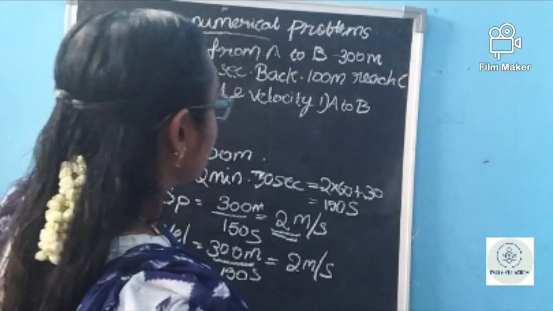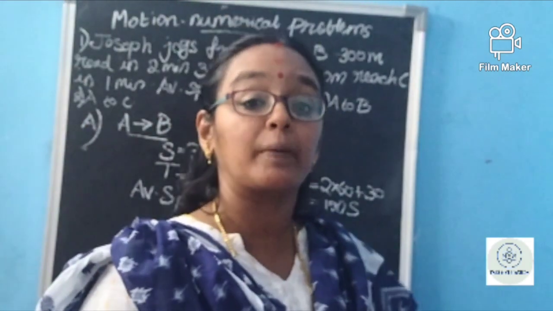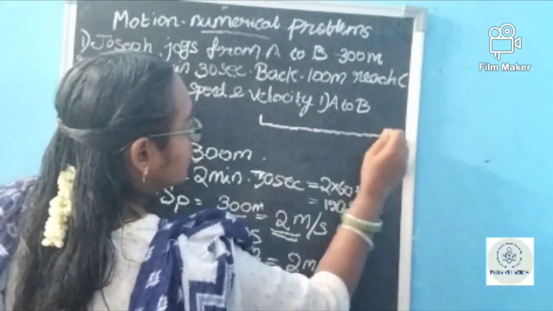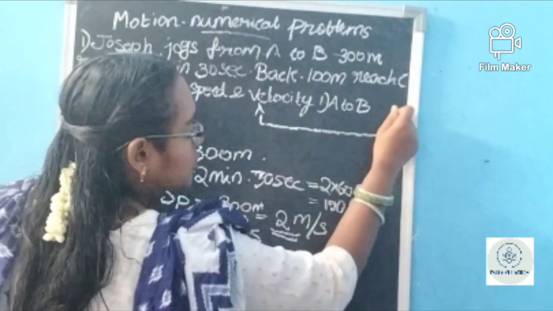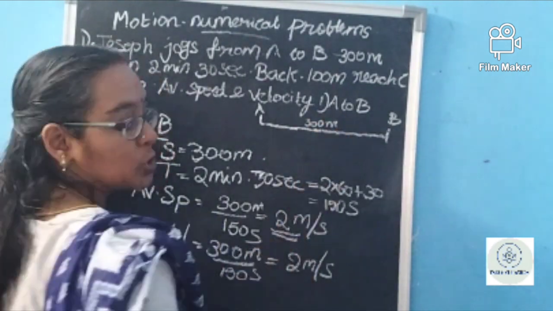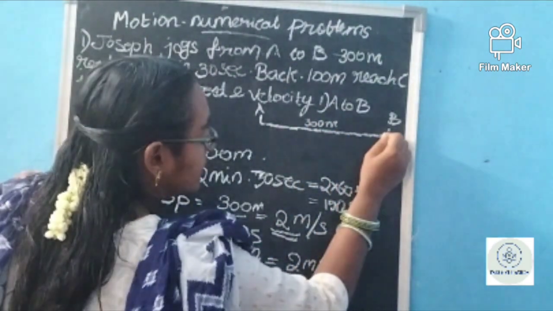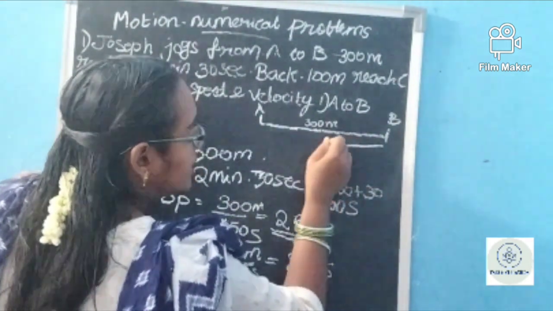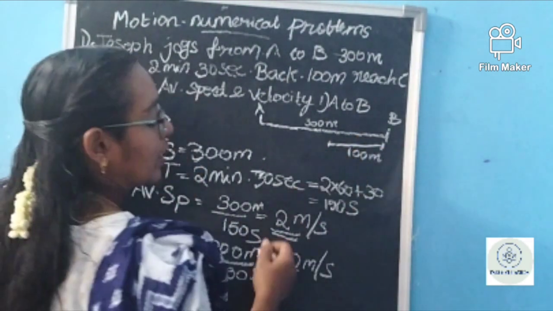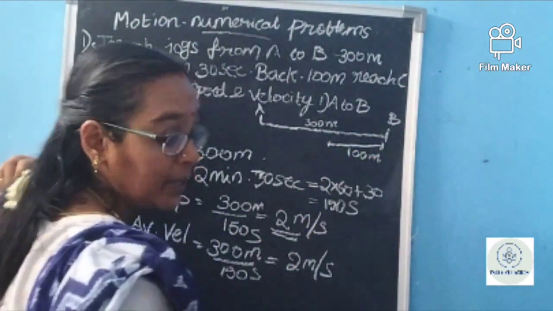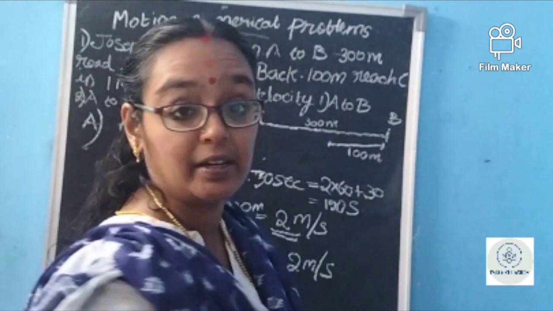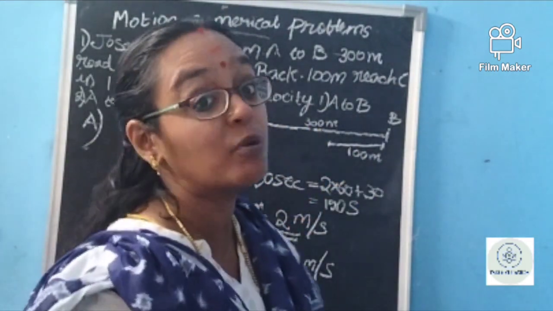Now the second case is A to C. The distance has been travelled from A to C. So we can draw like this. Point A moving to point B, 300 meter, 2 minutes 30 seconds. Then they are returning and reach a point C, which is 100 meter only. They reached in 1 minute, they are saying. So what will be the distance? Distance will be the sum of the total length traveled. So distance will be 300 plus 100, which is 400.